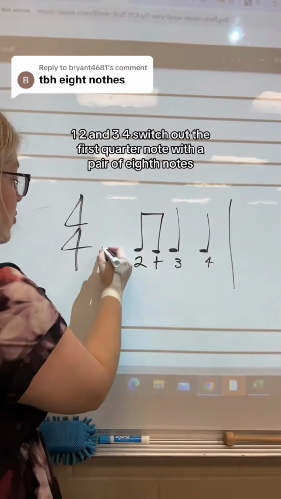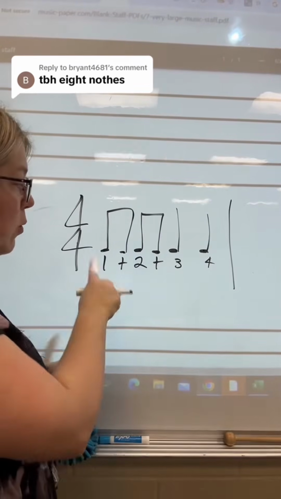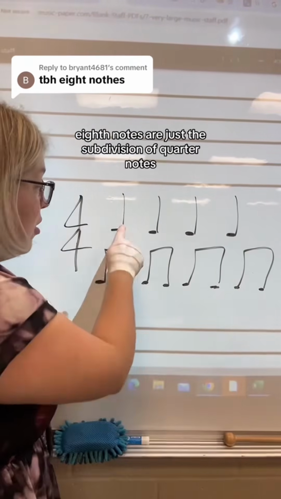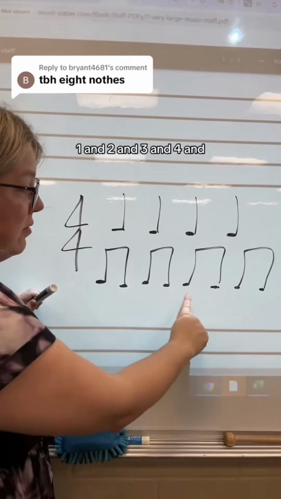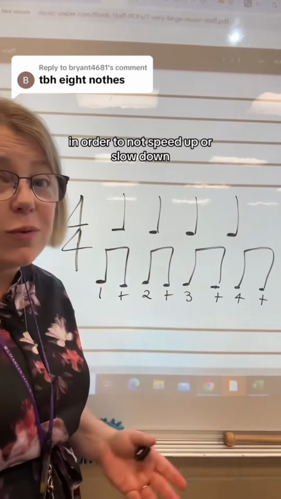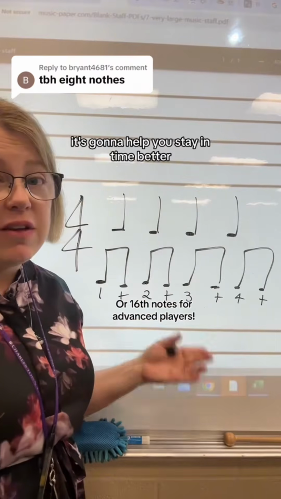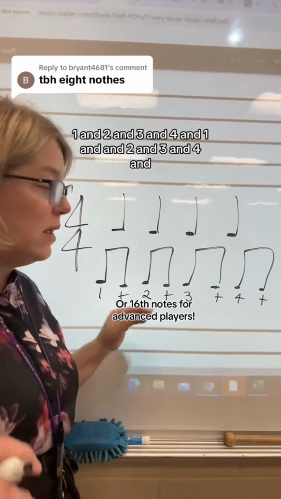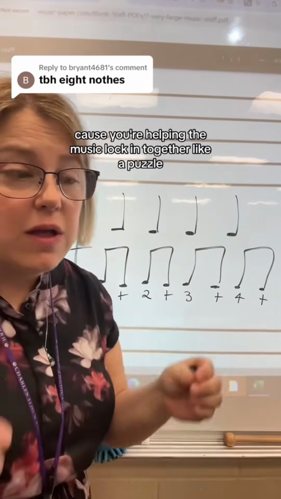Switch out the first quarter note with a pair of eighth notes. And put 1 and. 1 and 2 and 3, 4. Eighth notes are just the subdivision of quarter notes. We're just dividing each of them. 1 and 2 and 3 and 4 and. Which is why your band director might tell you to subdivide in order to not speed up or slow down. If you think eighth notes while you're playing, it's going to help you stay in time better. Because you're helping the music lock in together like a puzzle.